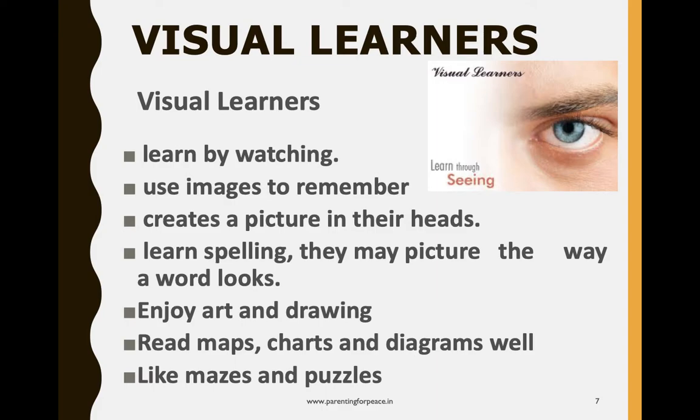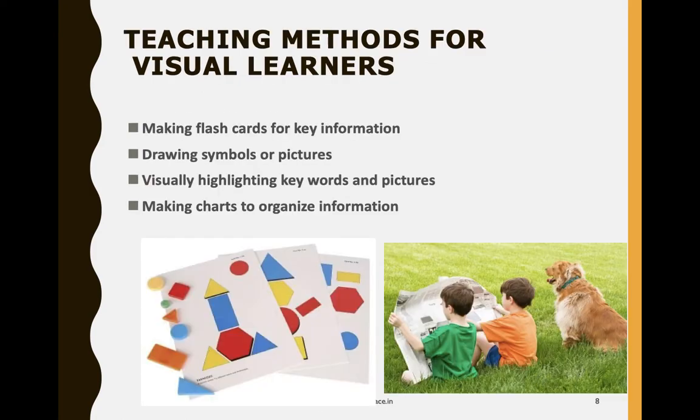We are talking about visual learners. Visual learners learn by watching. They are good at learning through pictures and images to remember, creating a picture in their heads, and learning spelling. They may picture the way a word looks. They enjoy art and drawing, and read maps, charts, and diagrams well, like mazes and puzzles. So they are good at identifying positions through maps.